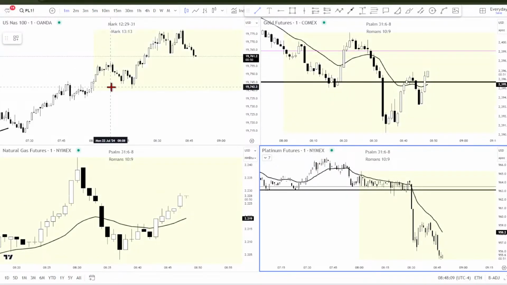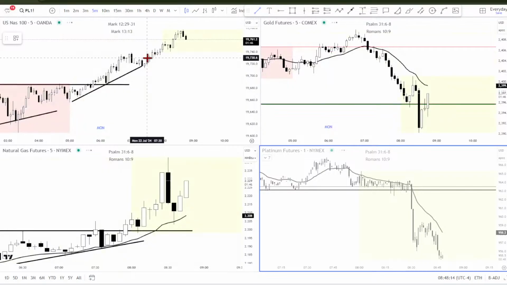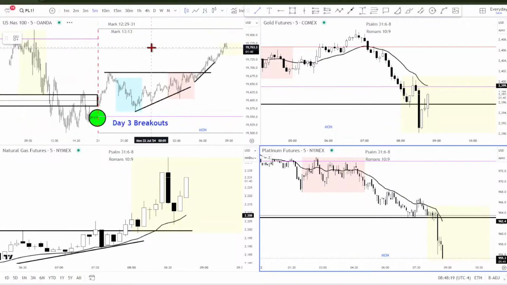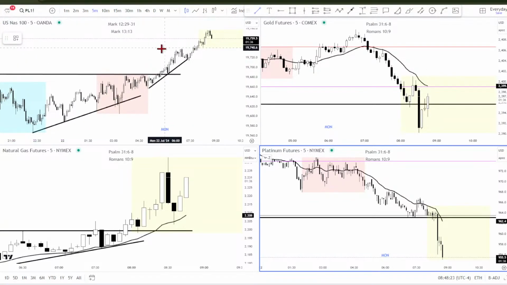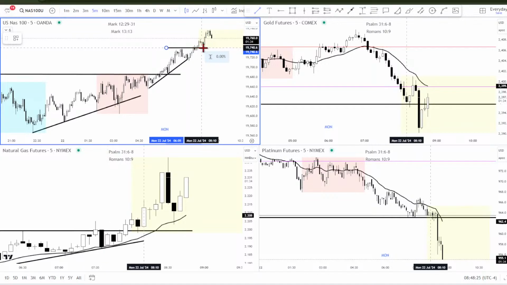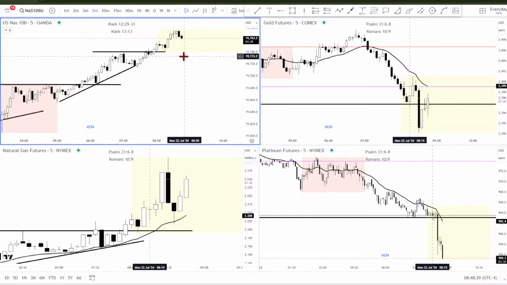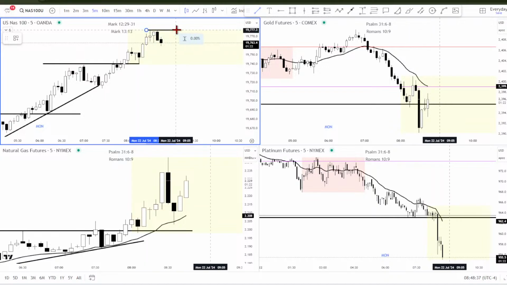All right, I'm going to take a look at the NASDAQ real quick. So we had, notice that 5-minute bar. Got this little consolidation now at the high. Watching this behavior at the high of the day. Especially coming into the open.